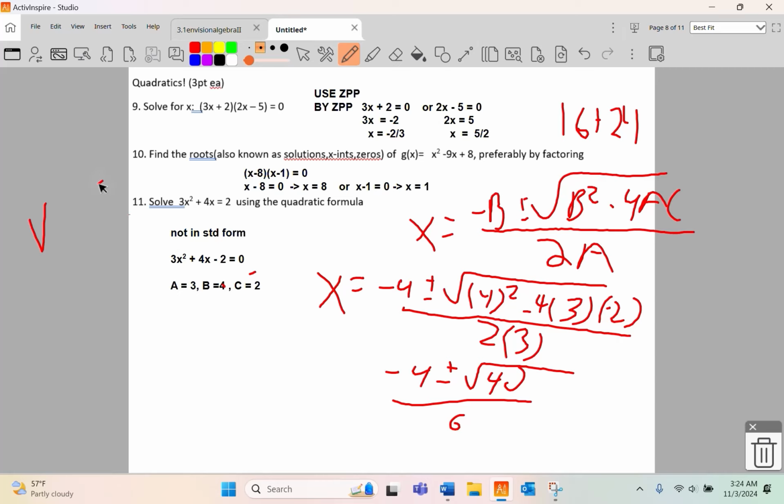So that whole root 40, because I know that this bothers kids. I don't know why I can't type over there. Root 40. Interesting. Try that here. Root 40 is a root of 4 times a root of 10. And a root of 4 is 2, so 2 root 10.